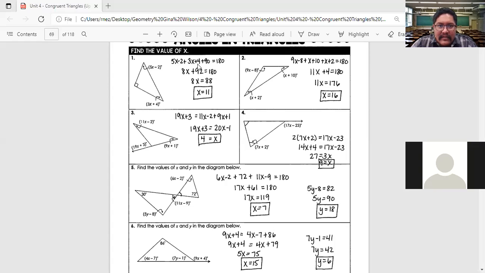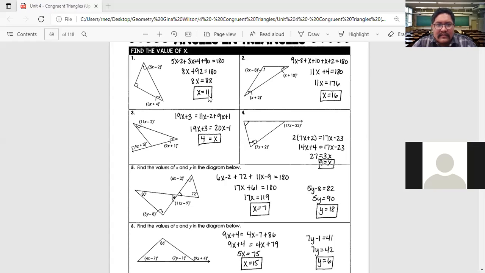So we can add up our regular numbers, and again, we're just doing our basic algebra. That would be combining like terms as our first step. 5x and 3x makes 8x. Adding up all our regular numbers gives us 92. And that will equal 180 degrees. Subtract 92, and 180 minus 92 is 88. So 8x equals 88, and x is 11.